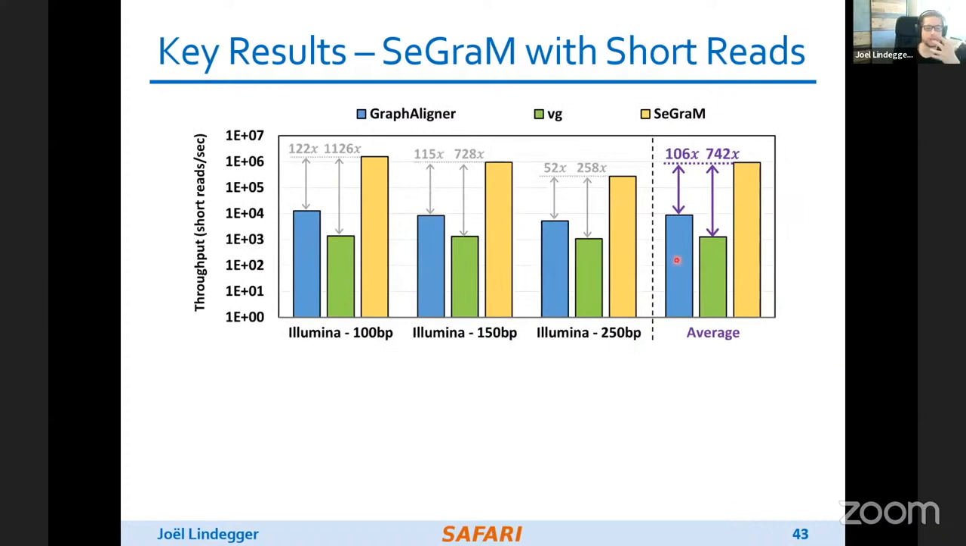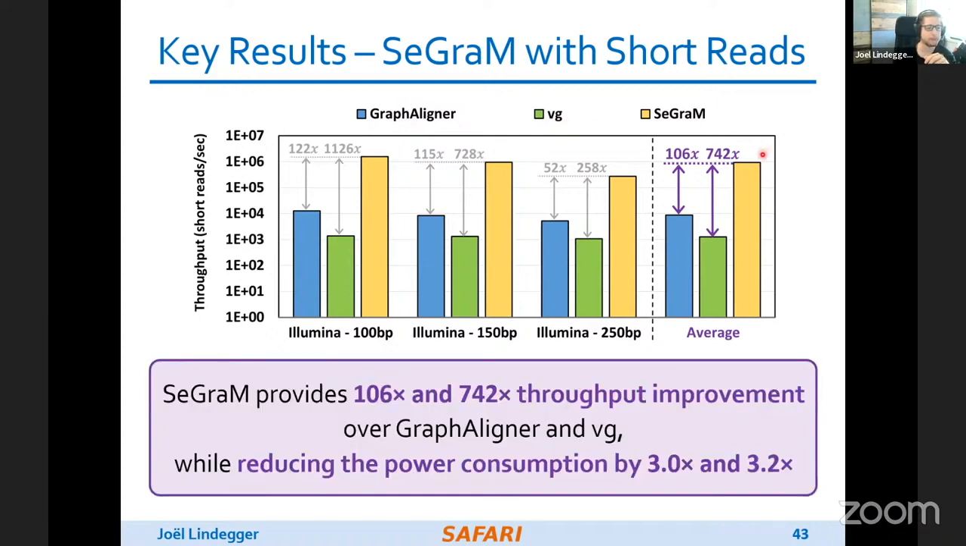On short reads, we do the same evaluation. So we plot throughput on the y-axis, higher is better. And we have a range of short read data sets and the same software baselines, GraphAligner and VG. And you observe that for short read mapping, we have even more significant throughput improvements, while power consumption is also reduced significantly over the CPU baselines.